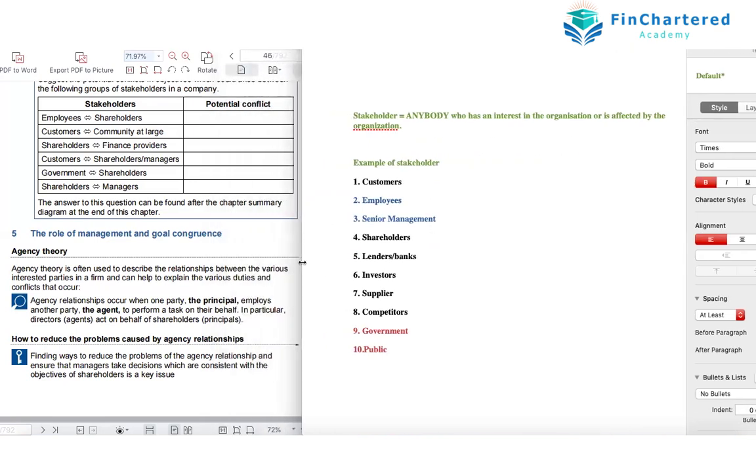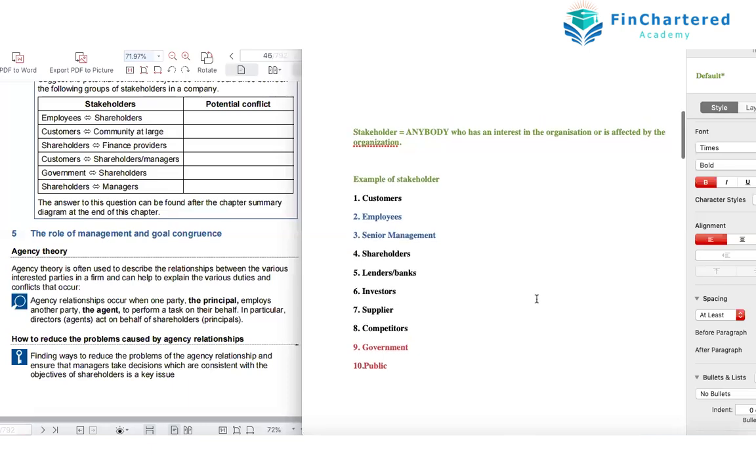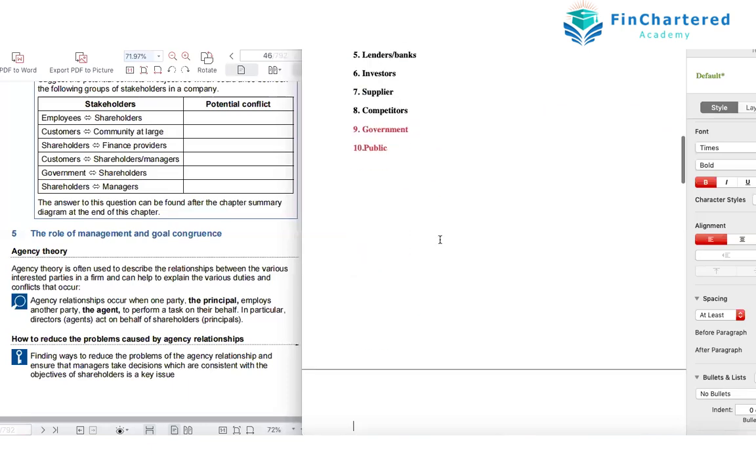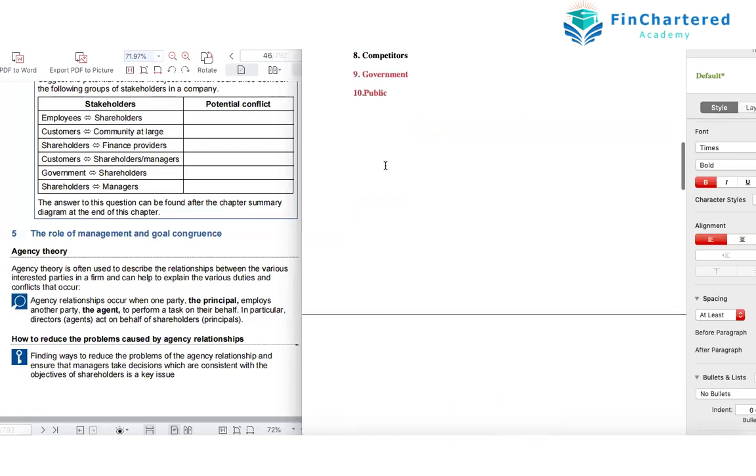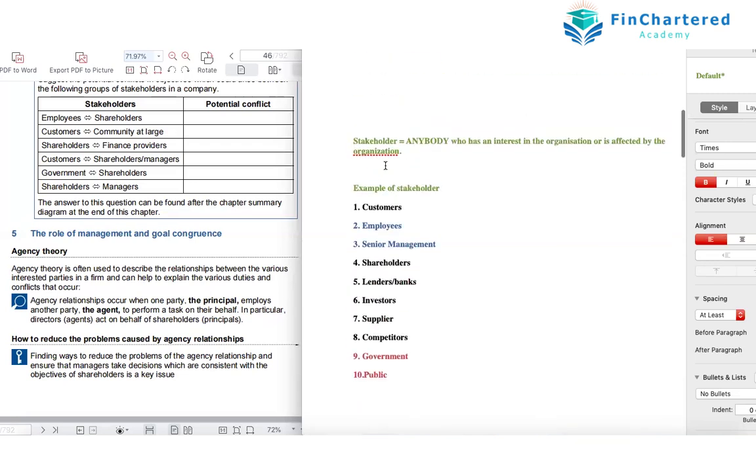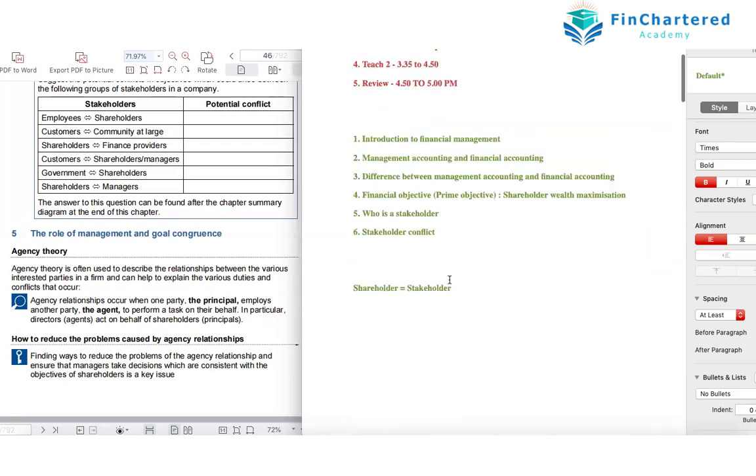Now we're going to look at agency theory. Guys, how many of you have been in a situation where you have done a friend's homework, or vice versa? Your friend has done homework for you. How many of you have been in a situation like this?